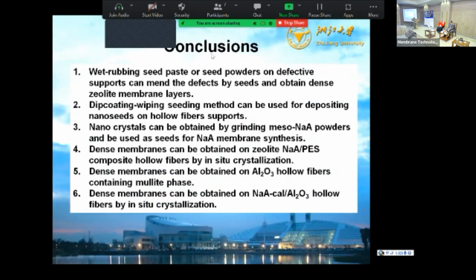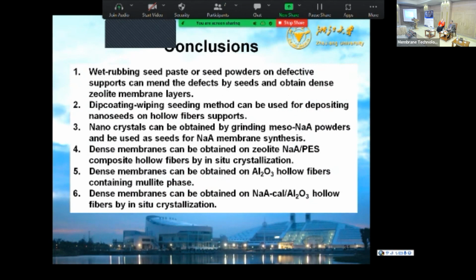Now let's come to the conclusions. The first one is wet rubbing seed paste or seed powders on defective supports can mend the defects by seeds and obtain dense zeolite membrane layers. The second one, dip coating and wiping seeding method can be used for depositing nano seeds on hollow fiber supports.